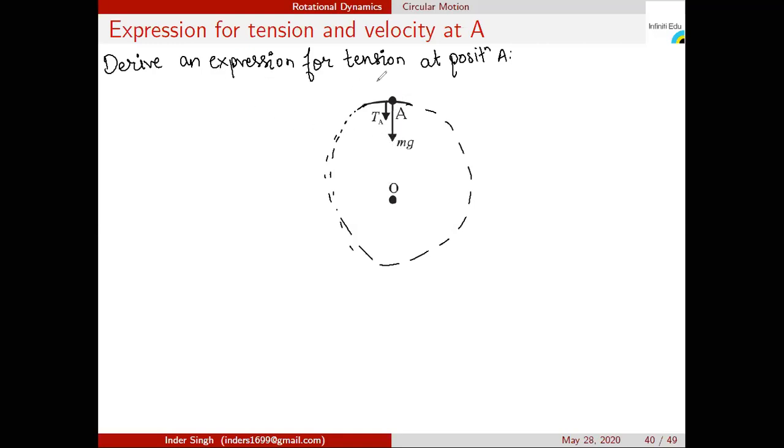So derive an expression for tension at position A. So we are going to derive an expression for tension. So what is the first word in your physics answer? Consider, right? So consider. What should we consider? We should consider a particle. This is that particle. Consider a particle performing vertical circular motion as shown below.